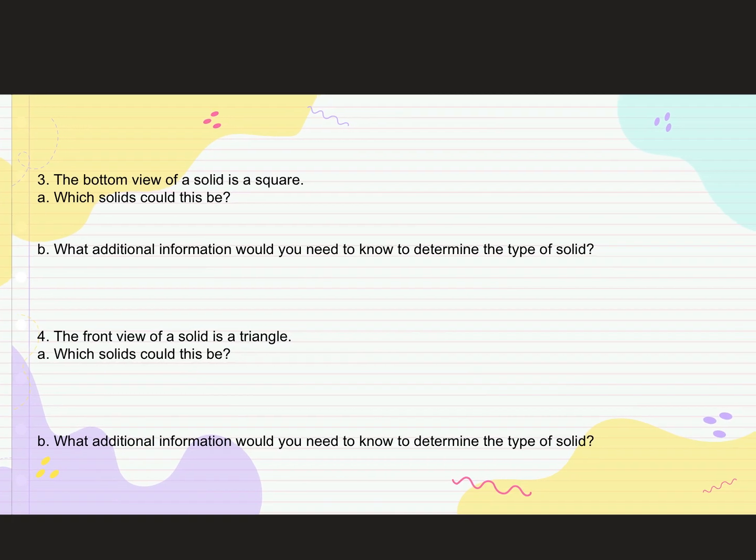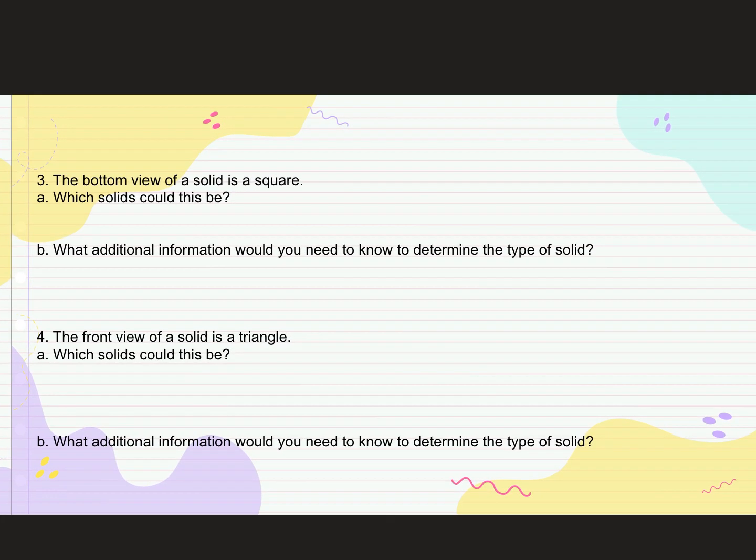Moving on to 3 and 4. All right, so I want you to take a second and answer these questions. So for number 3, it gives you the bottom view of the solid is a square with additional information, and then the same for number 4. All right, so let's take a look here. It says the bottom view of a solid is a square. What solid could this be?